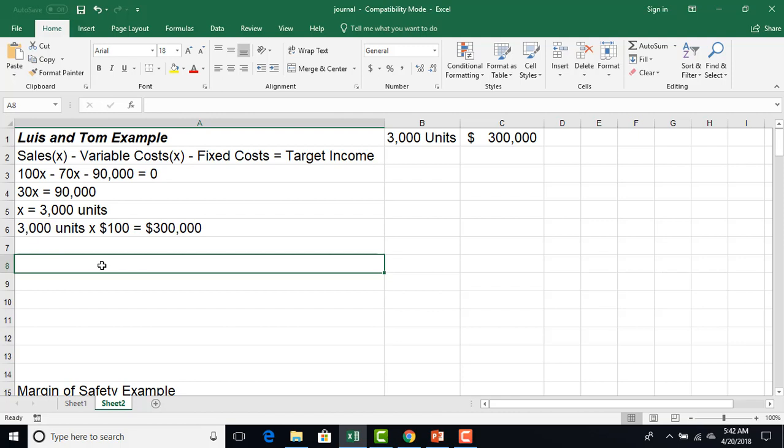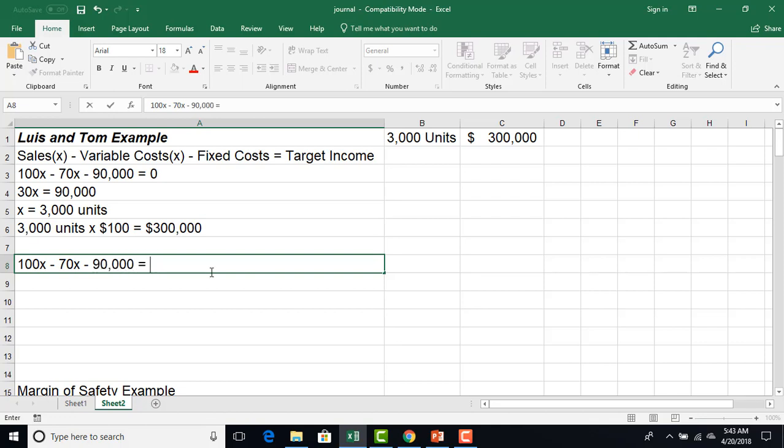All right, instead, they want to make sure that they're earning operating income of, let's say, $600,000. If they want operating income of $600,000, that's cool. We can still use our equation approach to figure it out. My selling price hasn't changed, so I still have 100x. My variable costs haven't changed, so I still have 70x. My fixed costs haven't changed, so I still have 90,000.